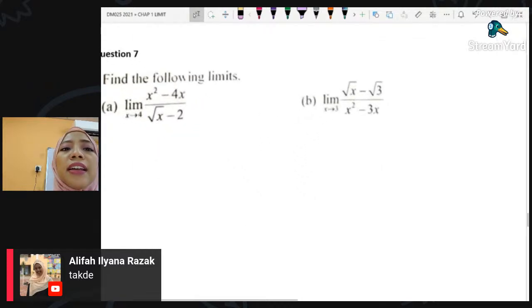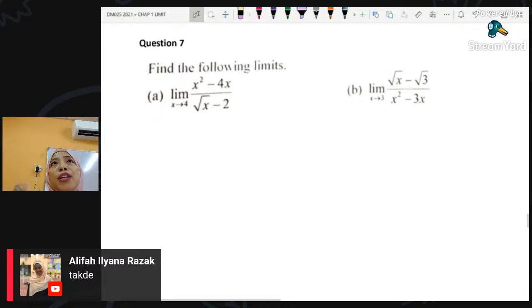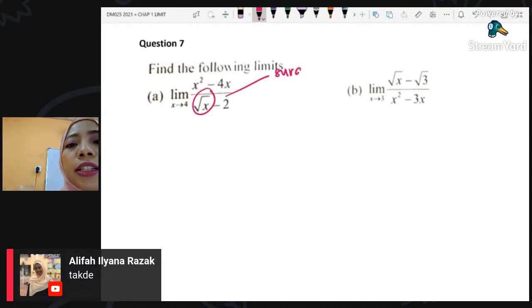Okay. So just now we have a look at many questions that involve factorizing. Now, tengok ada bentuk apa ni? Ada bentuk apa ni? Surd function. So kalau surd function kena conjugate. Kalau dapat 0 over 0 lah the equation semua ni.